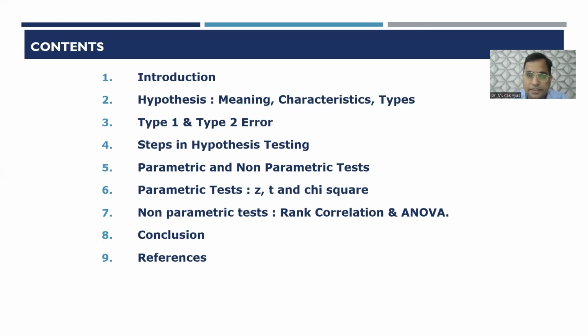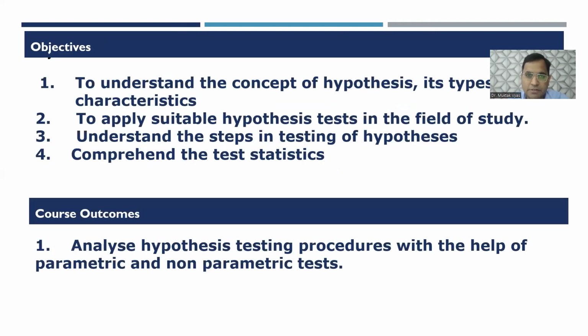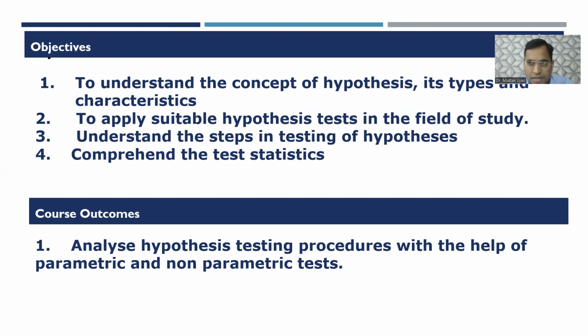So first we'll start with course objectives. The course objective of this particular unit is to understand the concept of hypothesis, its types and characteristics, to apply suitable hypothesis test in the field of study, understand the steps in testing of hypothesis, comprehend the test statistics. Now coming to the course outcomes, analyze hypothesis testing procedures with the help of parametric and non-parametric tests.